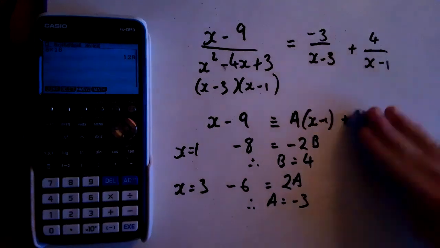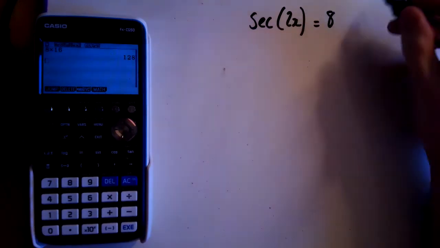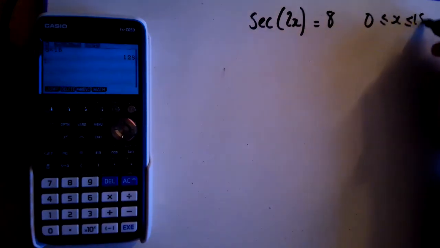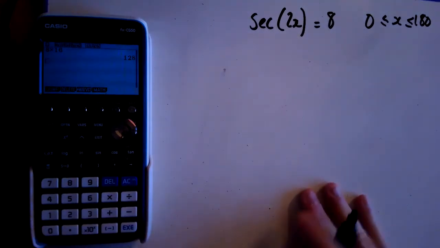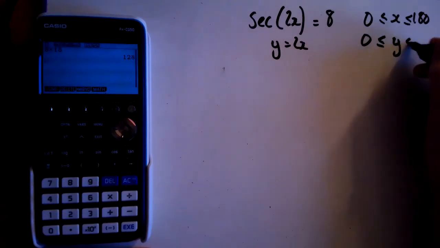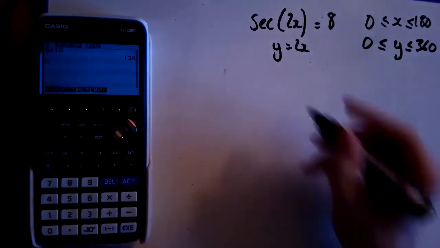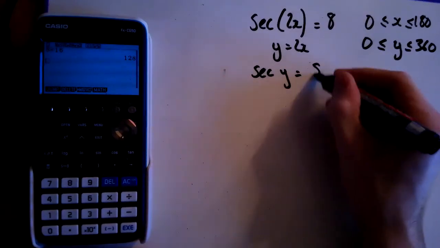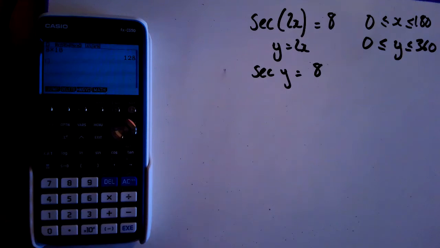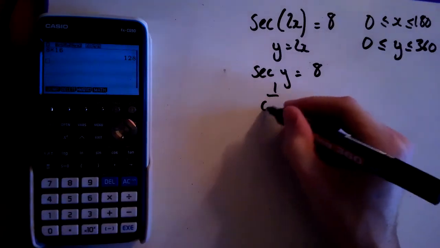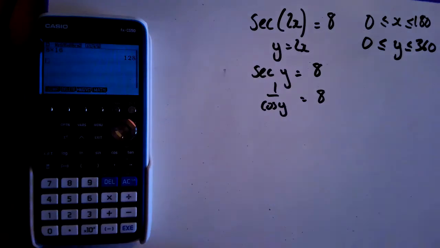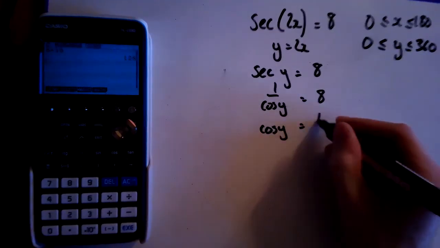Okay, next one. We've got sec 2x is 8 between 0 and 180. So straight away, first thing we're going to do is make y equal to 2x and change the range. So times both numbers by 2. So we got sec y equals 8 between 0 and 360. So sec is 1 over cos. So 1 over cos y is 8. So flip both sides. So cos y is 1 over 8.